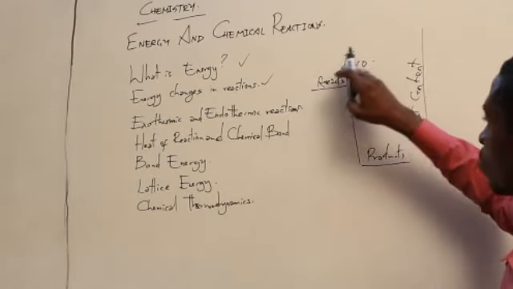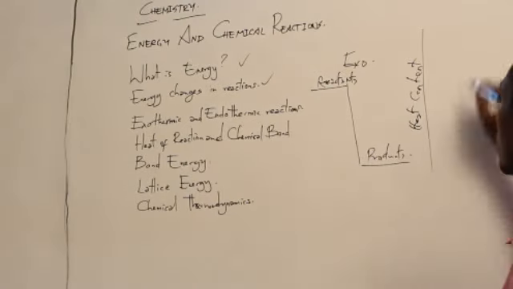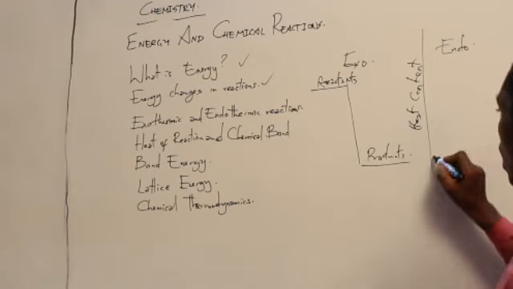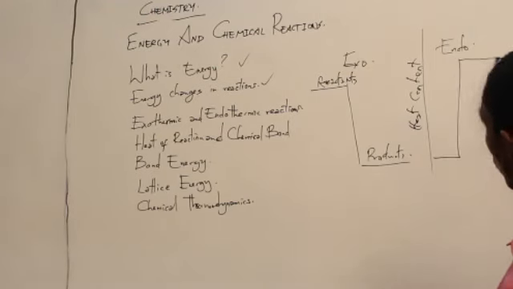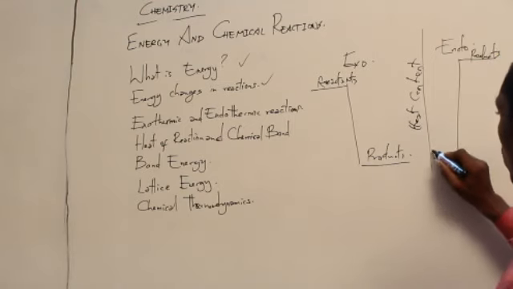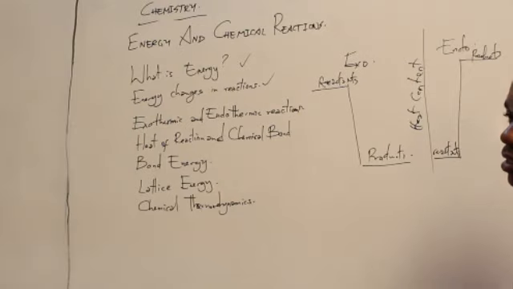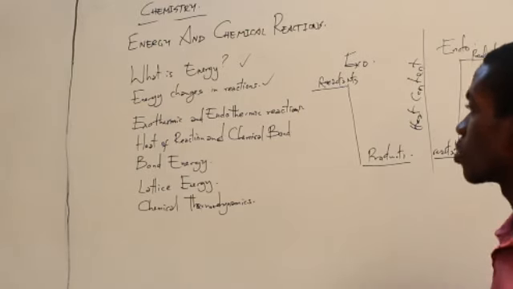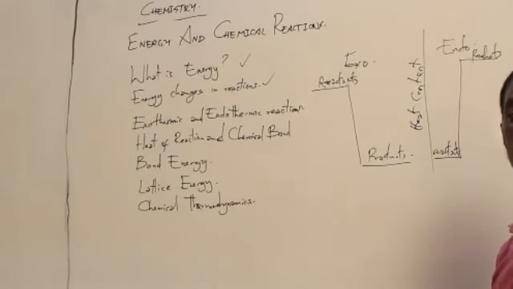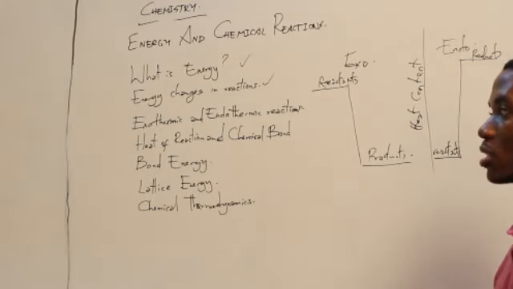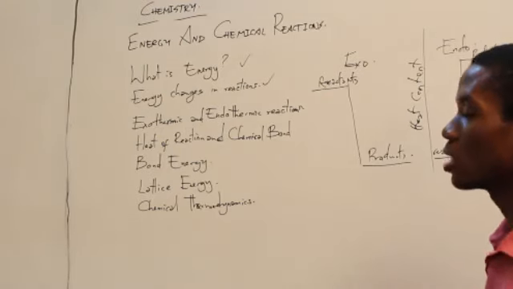Our energy drops from high to low in exothermic, while in endothermic our energy moves from low to high. We have products at the top and we have reactants at the bottom. So this is what occurs in the reaction of endo and exothermic. That's the exothermic and the endothermic reactions.